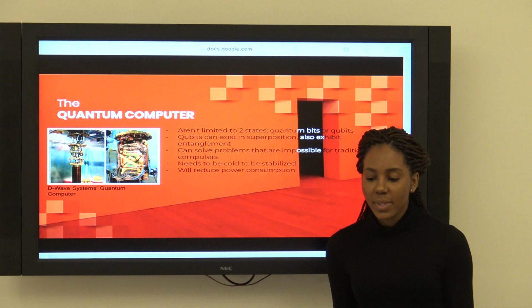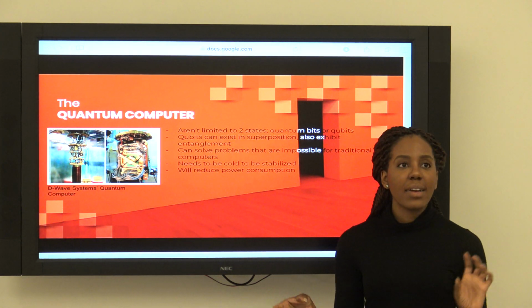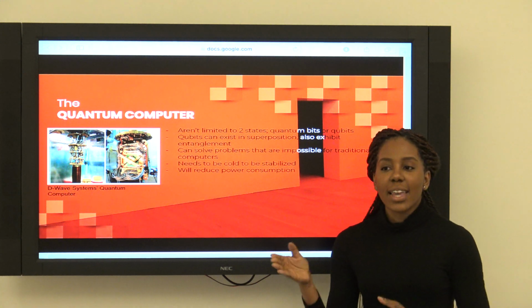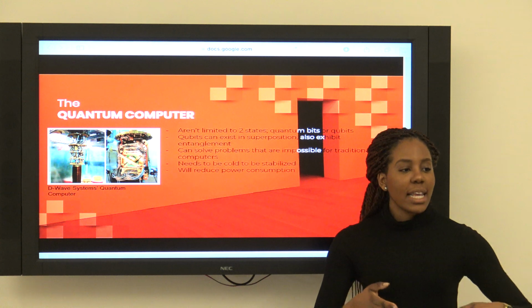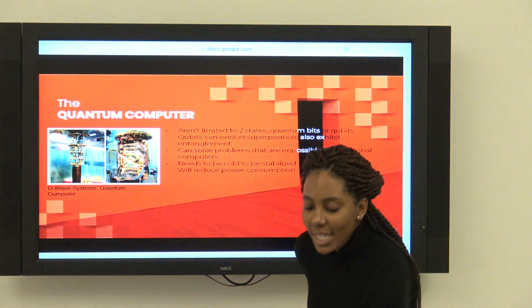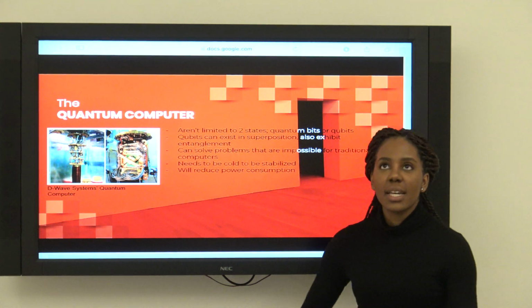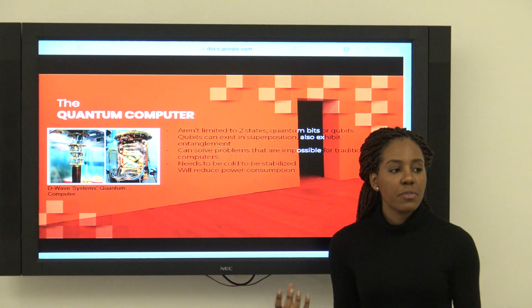So today, we produce about 2.5 exabytes of data, and that is equivalent to 5 million laptops running at their highest potential at the same time. So we need quantum computers because they are capable of processing that amount of information.